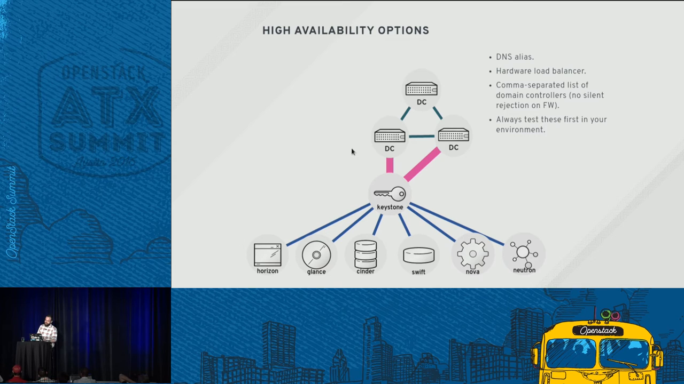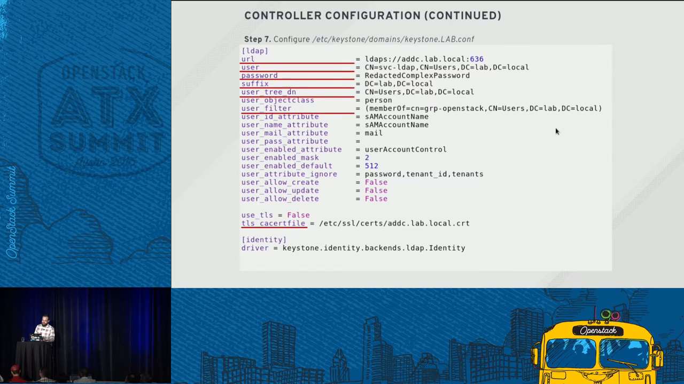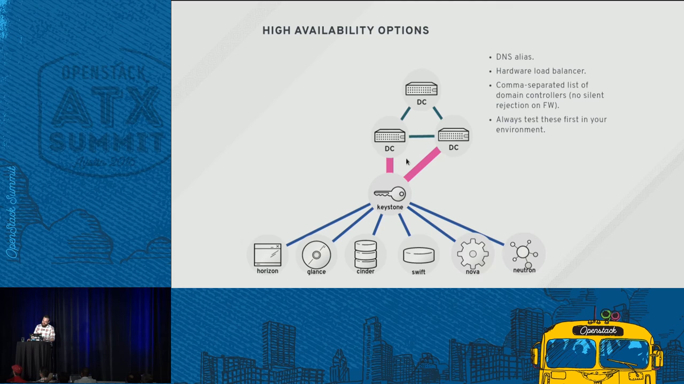But here we go: the comma-separated list of domain controllers. So what I mean by that is, in your keystone.domainname.conf file, just have a comma-separated list here, so comma, and then the full LDAPS string of another domain controller. So that what's going to happen is that authentication is going to continue going to the domain controller until it becomes unavailable, and then Keystone will send those queries on to another one.